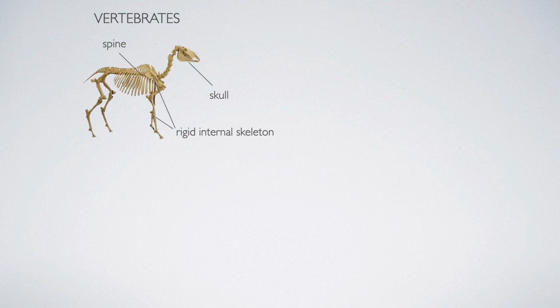The vertebrates include fish, amphibians, reptiles, birds, and mammals. A rigid internal skeleton protects organs, scaffolds the body, and gives it shape. This skeleton, together with the muscles, forms the movement apparatus.